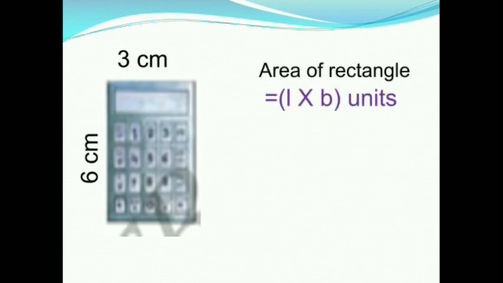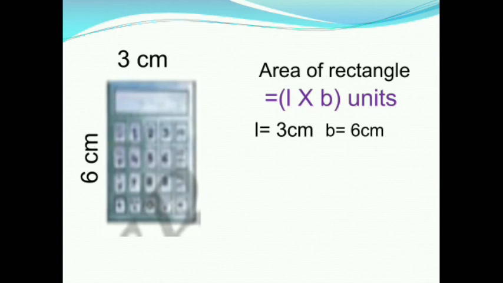Now we should find the area of this figure. How does it look, children? Yes, it looks like a rectangle. What formula should we use to find the area of a rectangle? Remember, children? Yes, it is L into B units. L means length. What is the length of this figure? Yes, length equals 3 centimeter. B means breadth. What is the breadth of this picture? Yes, B equals 6 centimeter.